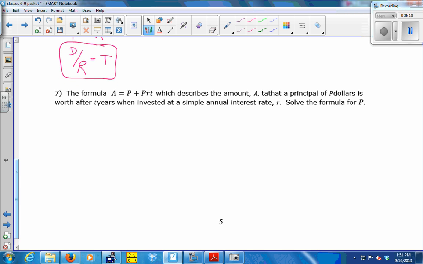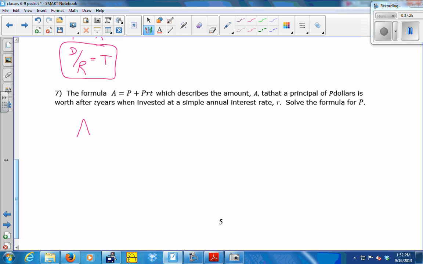We have the formula A equals P plus PRT. It describes the amount A that a principal of P dollars is worth after T years when invested at an interest rate of R. So again, if you invest P dollars, A is the amount of money in the account after T years. We want to solve this formula for P.